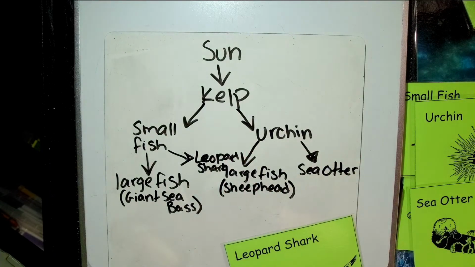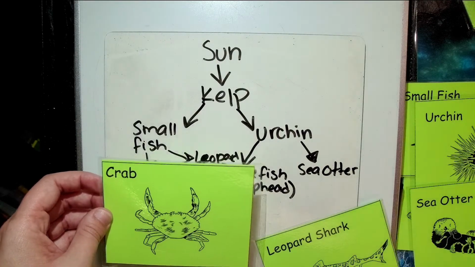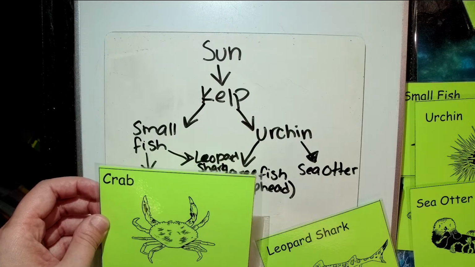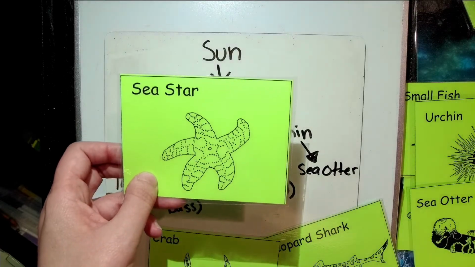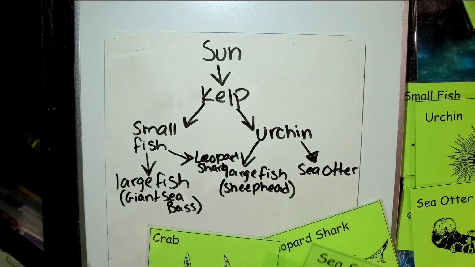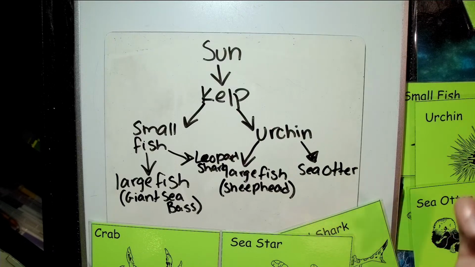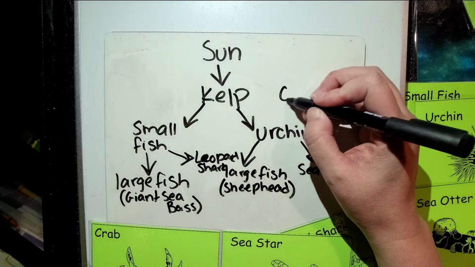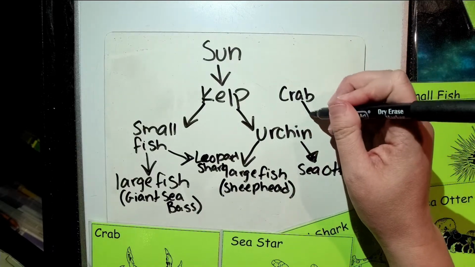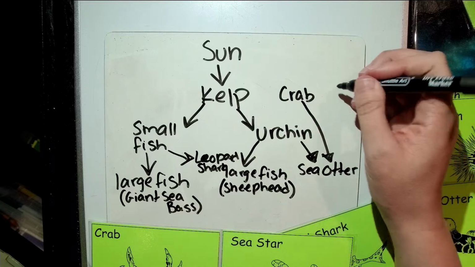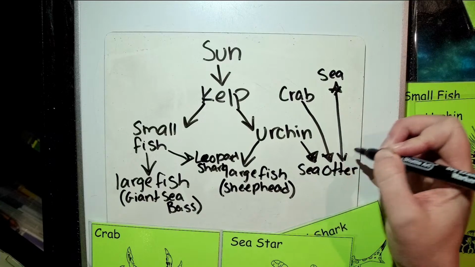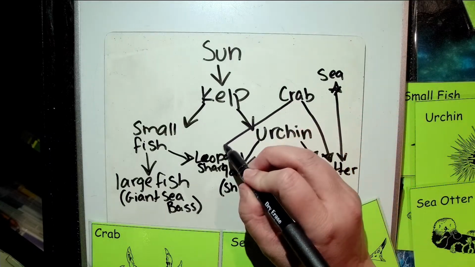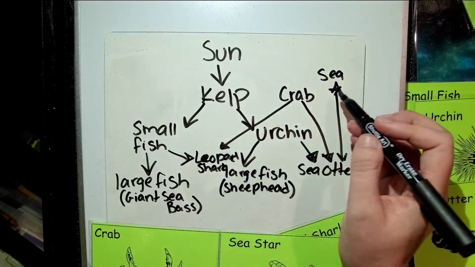But our leopard shark might also eat some animals like a crab, and our sea otter can definitely eat that as well. Sea stars can also be found in this habitat, and sea otters can eat those as well. So crab and sea star. Crab can be eaten by sea otter. Sea star can be eaten by otter. We can also have an arrow going to that leopard shark as well.